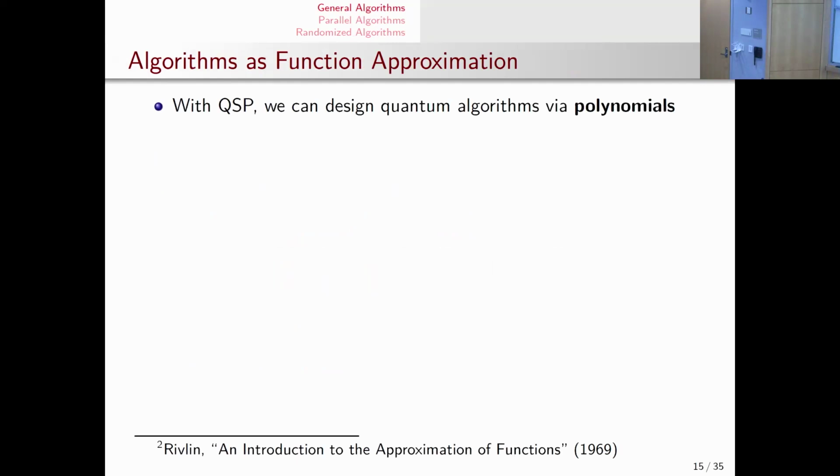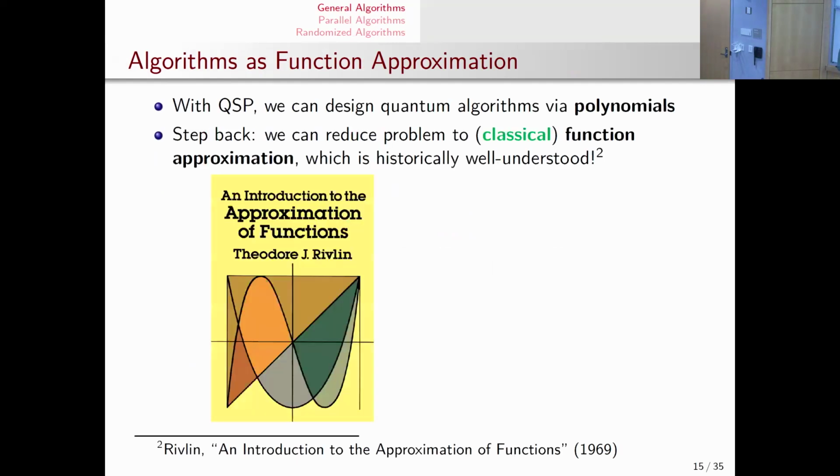So with quantum signal processing, we can design algorithms by just thinking of polynomials. And the key is to, again, take a step back and think of a problem in terms of just classical intuition. Specifically, we can reduce a problem to classical function approximation, which is historically very well understood. Take, for instance, this textbook from the 60s. We know how to approximate functions with polynomials, and we can take all of that knowledge and adapt it to polynomial algorithms.